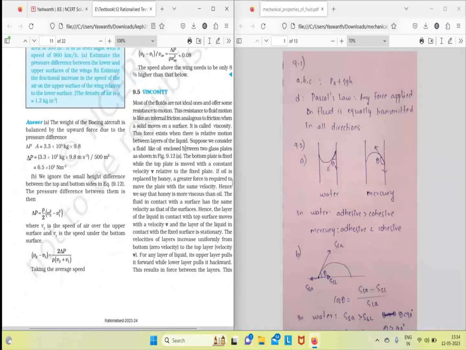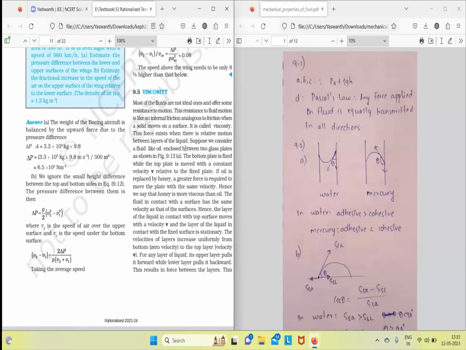Then we'll be learning about viscosity. Viscosity is a kind of frictional force which acts between two layers in a liquid to stop the relative motion. It's just like friction. If you are walking on the ground, friction tries to stop the relative motion between your foot and the ground, right? In the same way, friction in liquids we call viscosity.